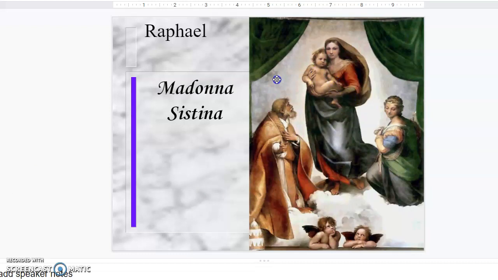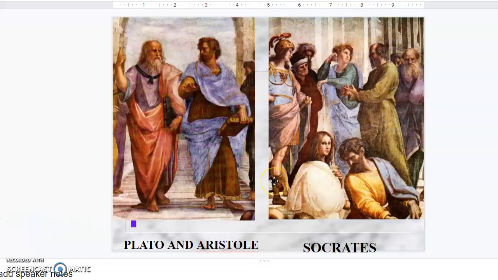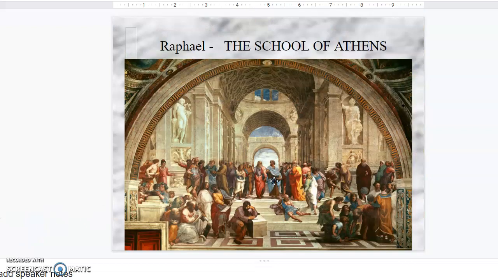Raphael and Madonna Sistina. Before Madonna was Madonna the singer, Madonna refers to the Virgin Mary. And so there's an image of the Virgin Mary holding Christ, Holy Family, Jesus, Mary, and Joseph. Perhaps Raphael's most famous work is the School of Athens. We talked about that classicism of the Renaissance, where they made sort of a real trend of embracing anything Greco-Roman.